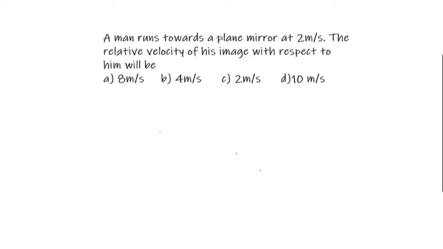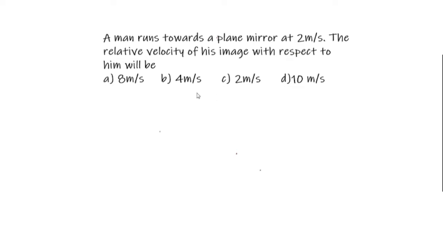Today's question is: a man runs towards a plane mirror at 2 meters per second. The relative velocity of his image with respect to him will be. Options are 8 meters per second, 4 meters per second, 2 meters per second, and 10 meters per second.